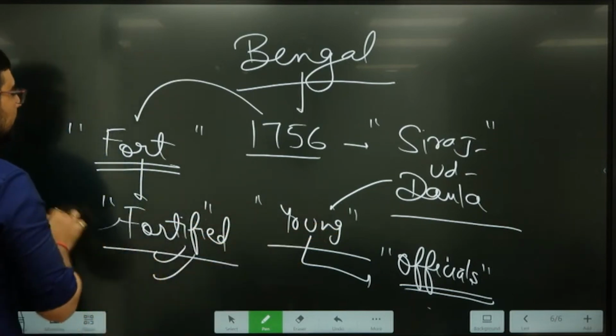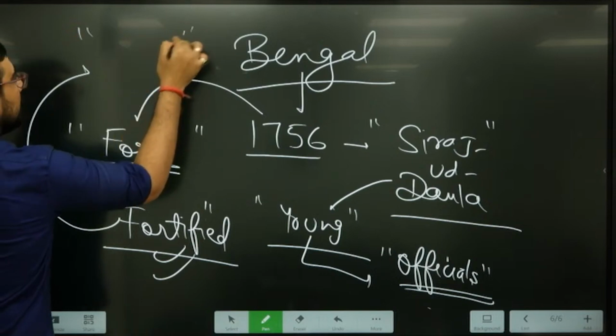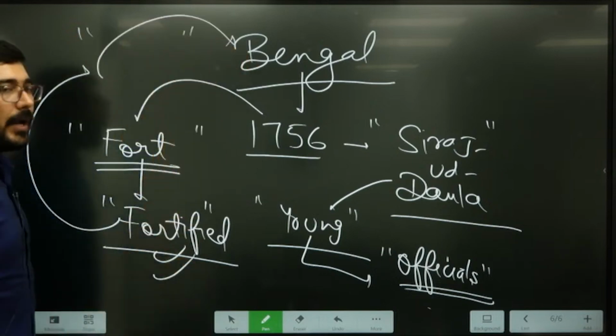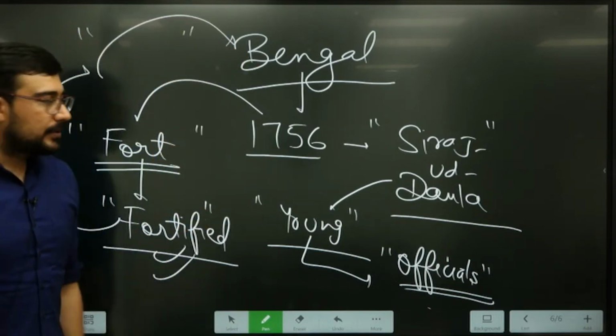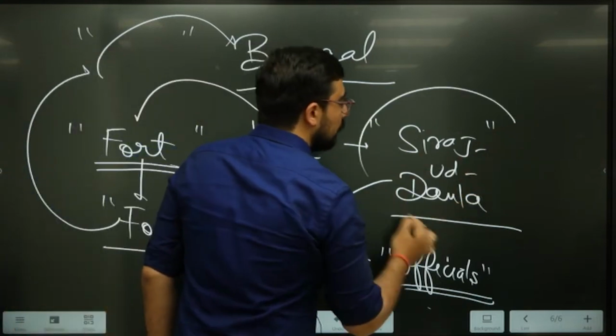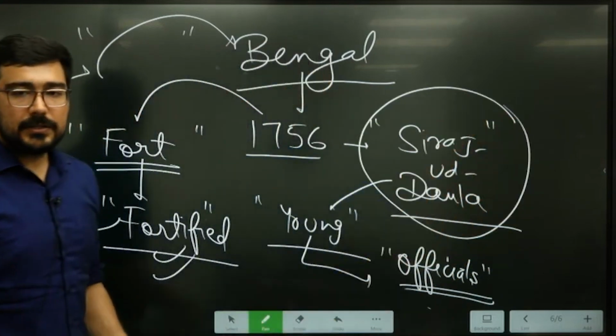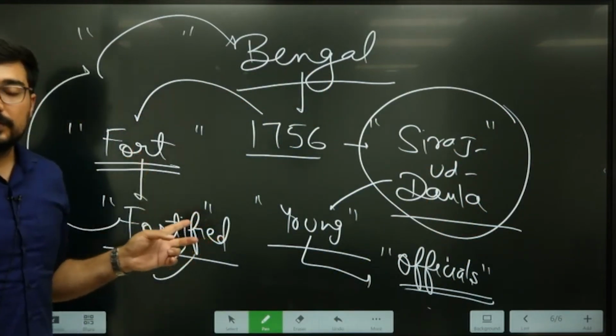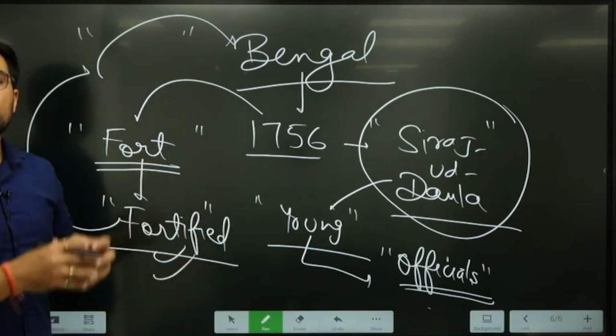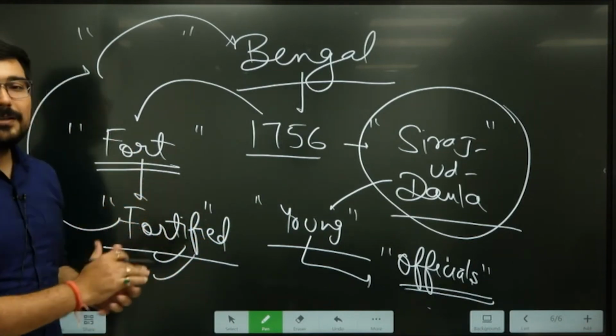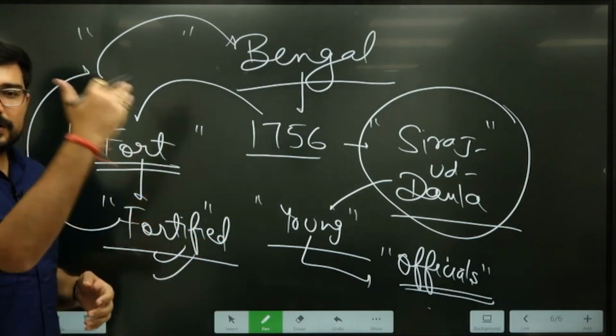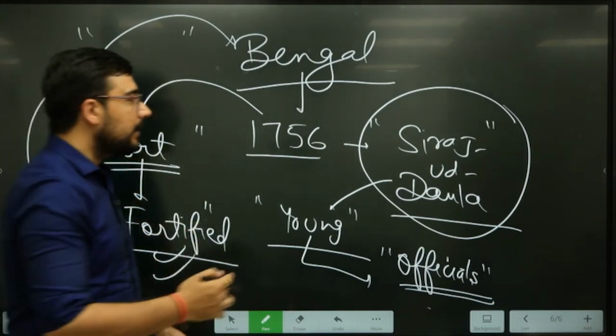But if you are creating a fort in someone's territory, that person is bound to get affected by this. So that's why the Nawab Siraj-ud-Dawla, he said to the English कि बंद करो ये सब, this is my area and you have to take permission first. But this was not liked by the British. They kept on continuing building their fort and fortifying it.